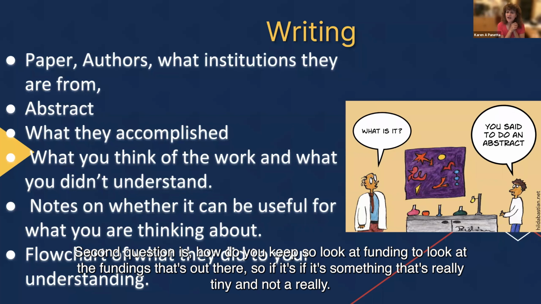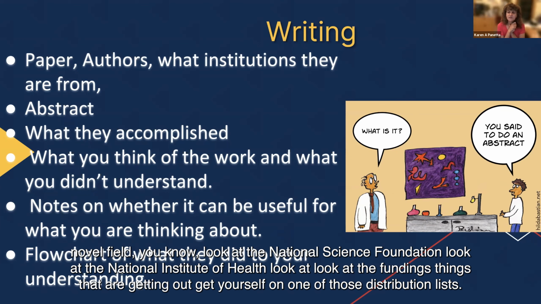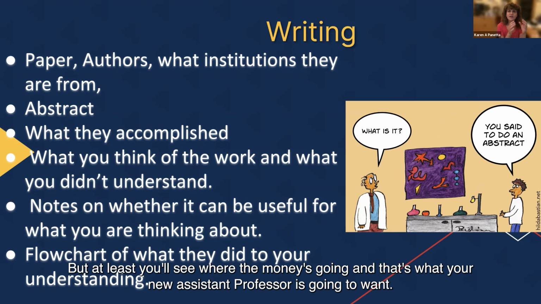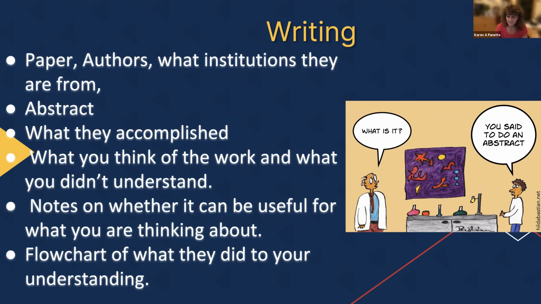Second, look at funding too. Look at the funding that's out there. If it's something really tiny and not a really novel field, look at the National Science Foundation, look at the National Institutes of Health, look at the funding that's getting out. Sign up for one of these distribution lists so that you can see what's coming out for grant solicitations, and you'll see the topics. You might not be able to apply to them, but at least you'll see where the money's going. And that's what your new assistant professor is going to want.